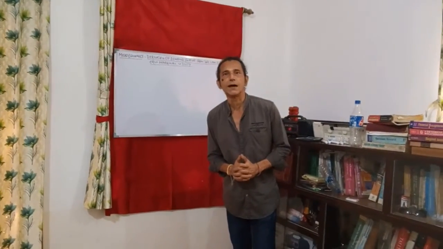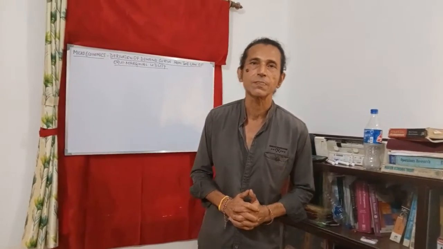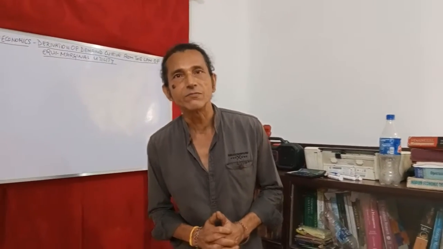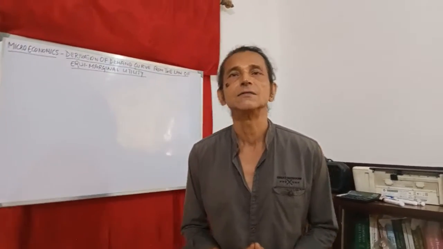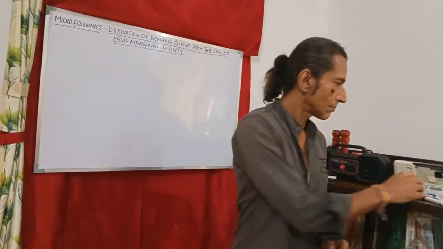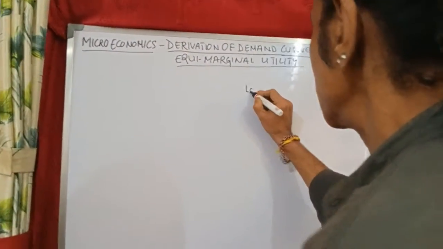The law of equimarginal utility, as postulated by Marshall, states that when a consumer consumes multiple products, say n number of products, then the ratio of marginal utility of a commodity and its price will be equal for all the commodities, and that will be equal to the marginal utility of money. That is according to the law of equimarginal utility.